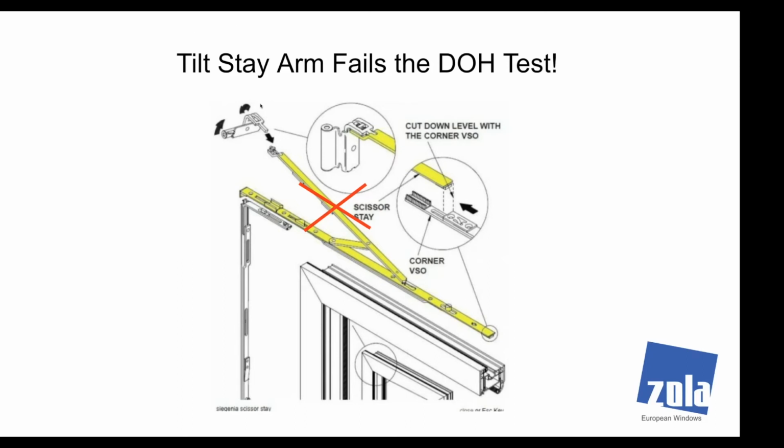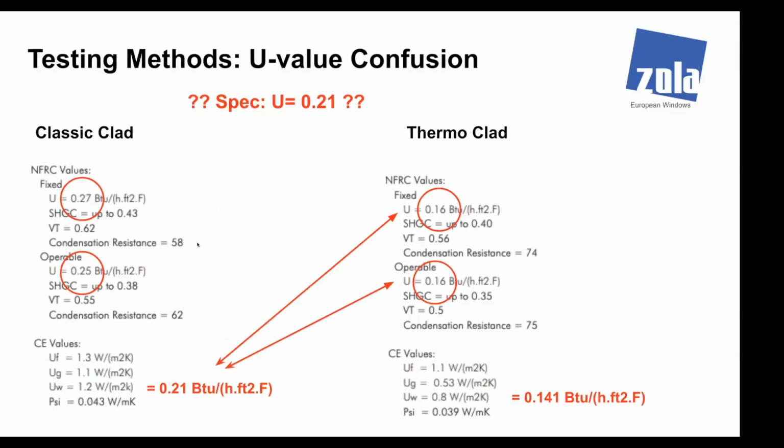All right. Yeah, that's a good question. I'm going to go back here. All we're giving here is SHGC and VT for that. But you see the UF, UG, UW. It's a component-based system, so it does give that, but it only gives that for the glass.